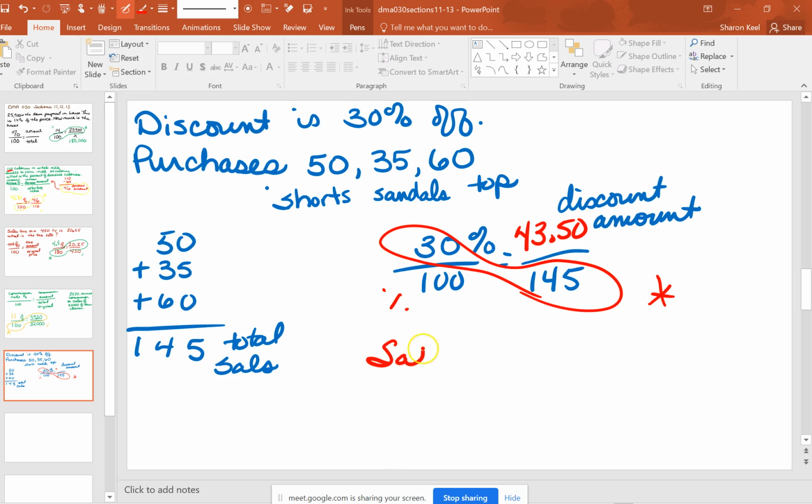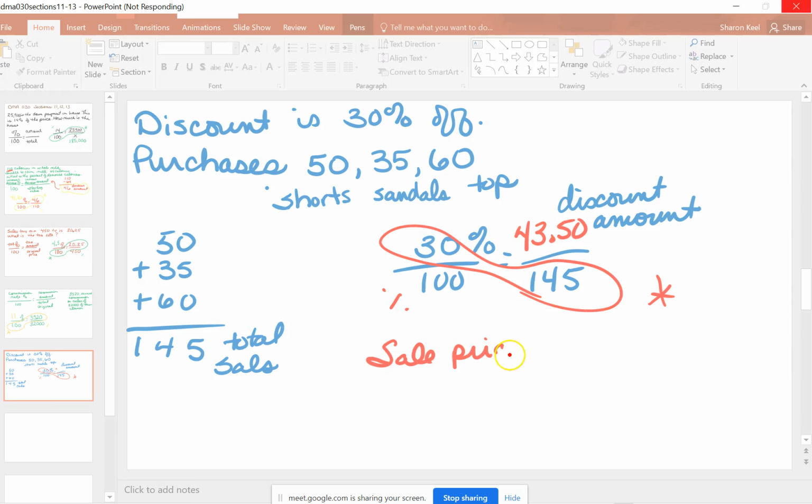If you're asked what is the sale price, and my screen is just pausing, loading again for a second, so bear with me just a moment.